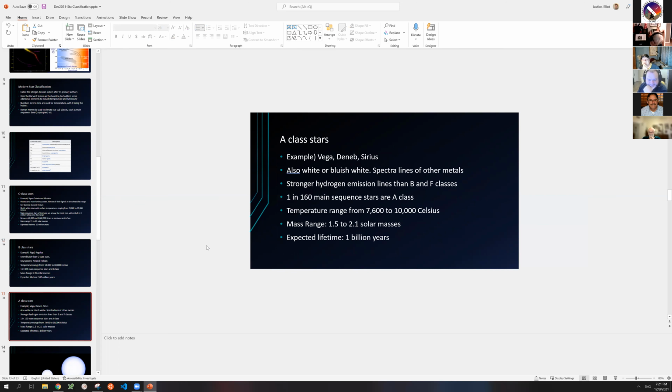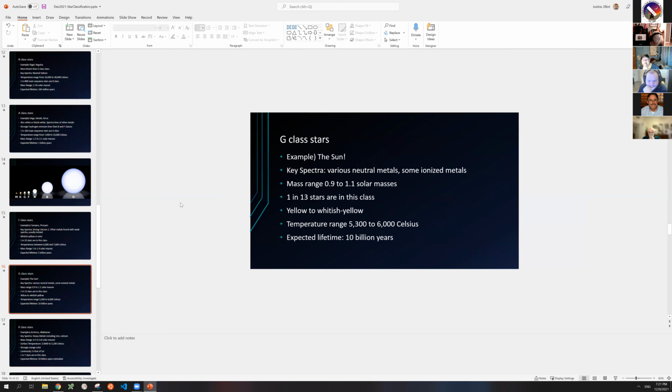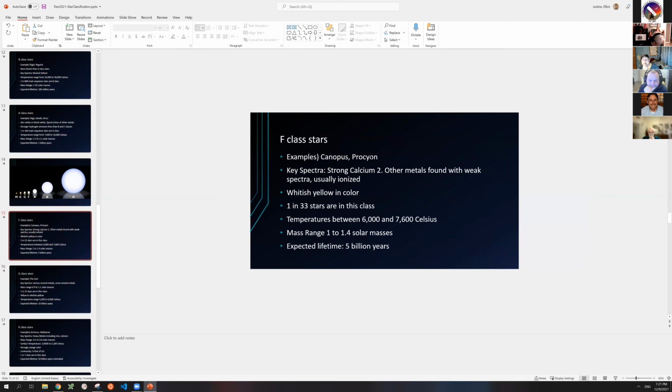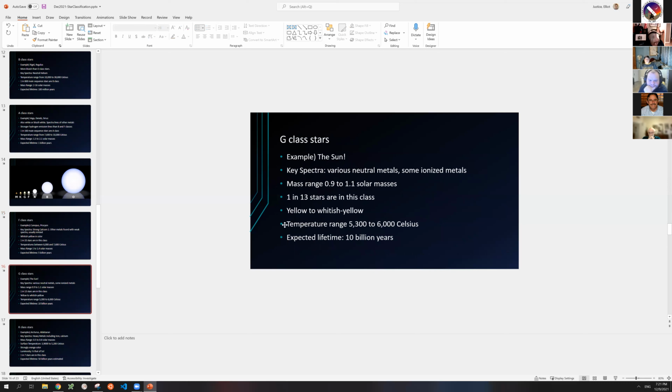Vega, Deneb, and Sirius are examples of some A-class stars. Sirius, you know, is coming up right along with Orion, so you can actually see that one. Canopus and Procyon, again also in the direction of Orion, but in the constellation Canis Major, are examples of an F-class star. G-class stars include the Sun, so you can see one of those pretty much every day of the year. If you can't see one every day of the year, then something has gone horribly wrong, and we're all about to die.